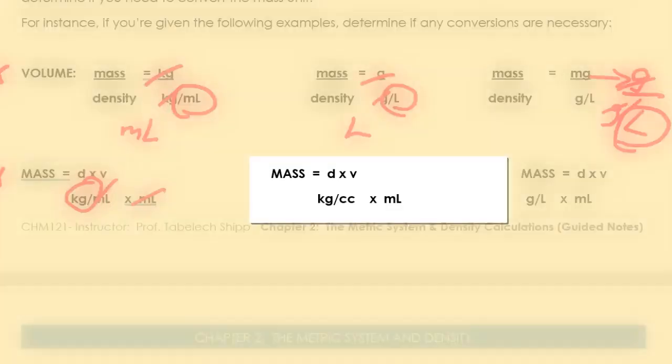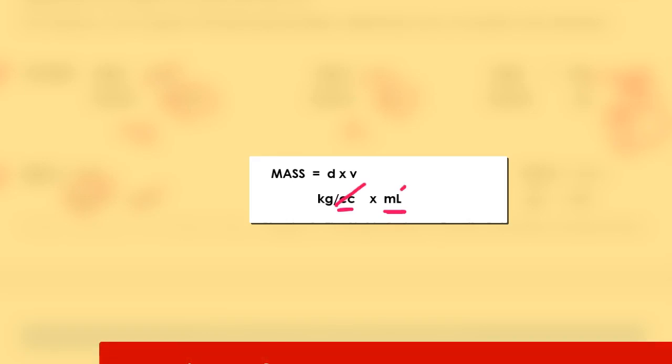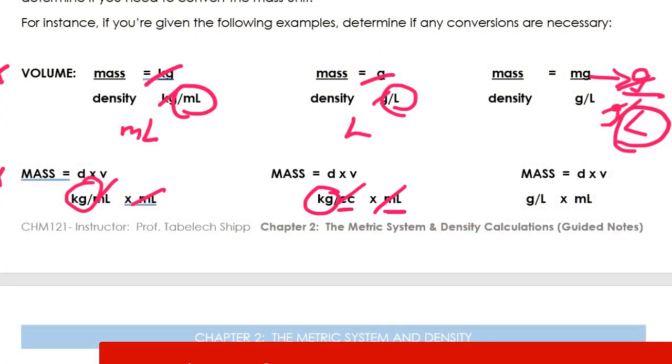Let's look at the next example over here. You've got kilograms per cc, and then you have milliliters. Well, I don't see any units that match up. Well, yes, I do. As a matter of fact, I see cc's, and if you remember from my previous example, cc's and ml's are the same equivalency. So I'm going to cancel out my cc's and my ml's, and my final answer unit will be in kilograms. See? As long as you remember that, you're going to be fine.